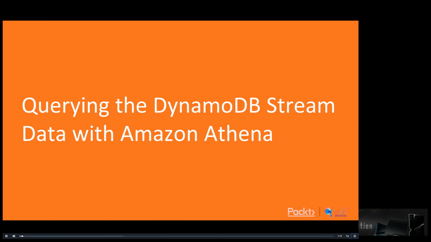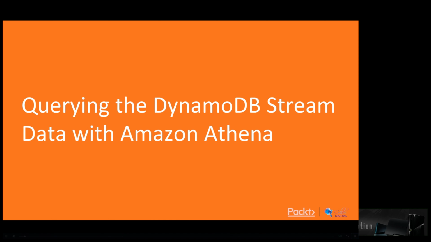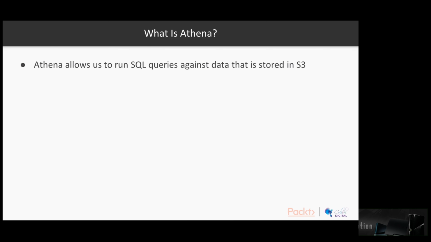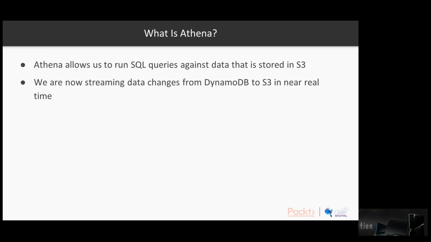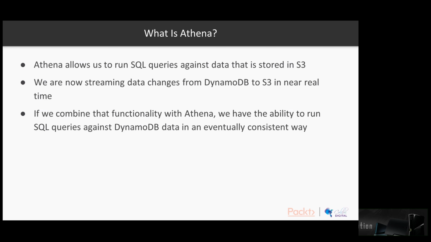Welcome back and welcome to video 4, querying the DynamoDB stream data with Amazon Athena. So what is Athena? Well, Athena allows us to run SQL queries against data that's stored in S3. We've now demonstrated how to stream data changes from DynamoDB to S3 in near real time, and we saw how quickly it got updated. Now if we combine that functionality with Athena, we essentially have the ability to run SQL queries against DynamoDB data in an eventually consistent way.